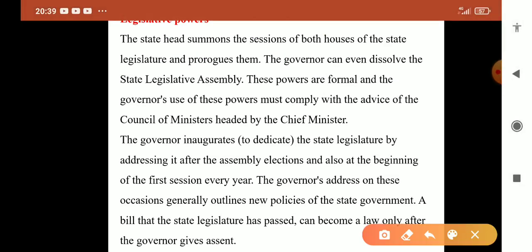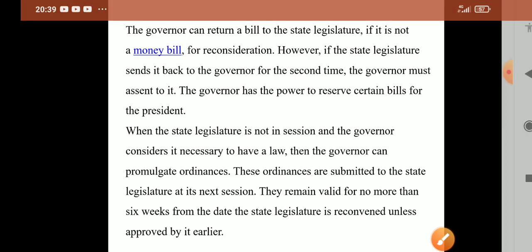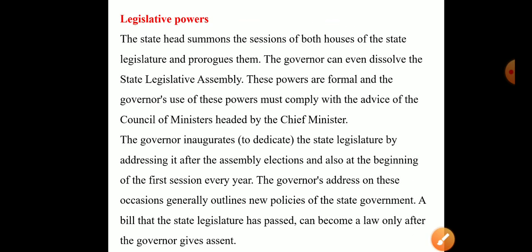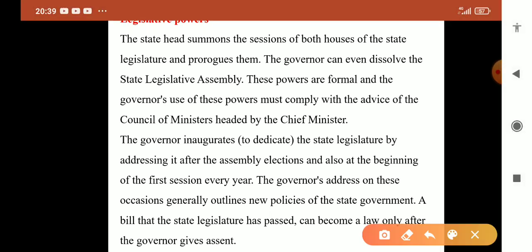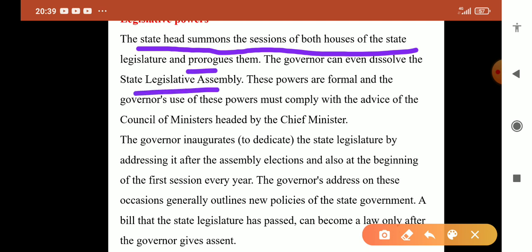Now, legislative power. The state head summons the session of both houses of the state legislature and prorogues them. Here, what he does, being state head, is summon the sessions of both houses, the legislative assembly and the legislative council, and prorogue them also. So the governor can even dissolve the state legislative assembly. The power, right? Dissolution, prorogation, and summoning. Keep these words in mind.